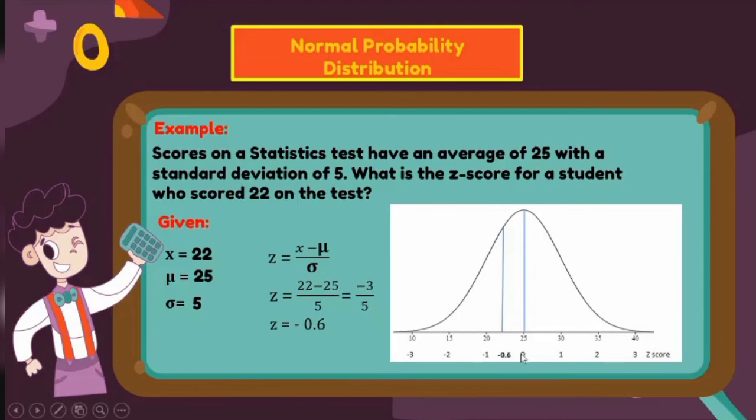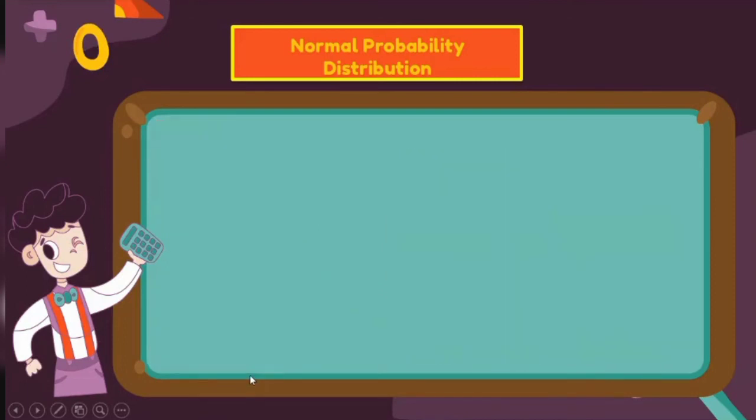So ito yung illustration natin, yung negative 0.6 within the interval siya ng -1 and 0. So dito siya makikita within this given section or region. So answer, the student who scored 22 on the test has a C score of -0.6.